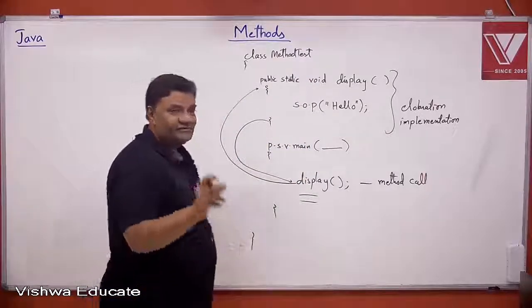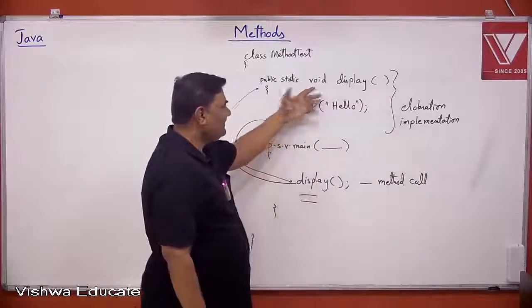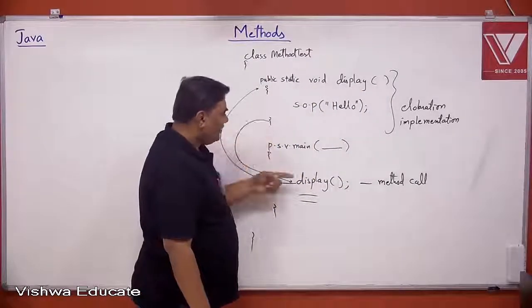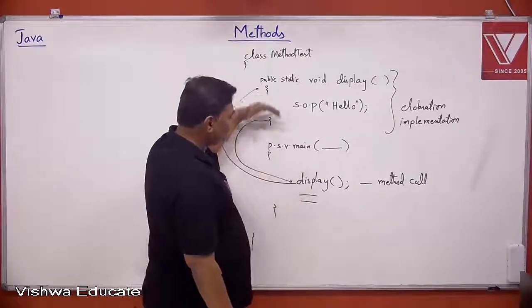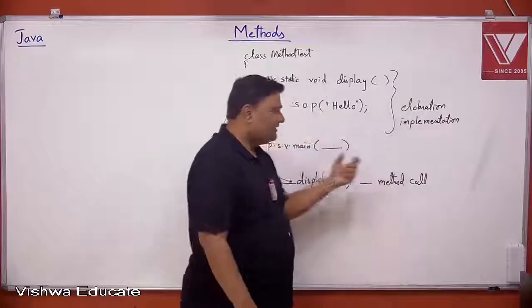Take this one. So what are the things that you have to take? This is the name of a method, there is no argument list, and this is the return type, which is nothing, void, and this is how it works. This is a method call, it goes there, executes, and comes back, and this portion is called the implementation of a method or elaboration, and this is the method call.